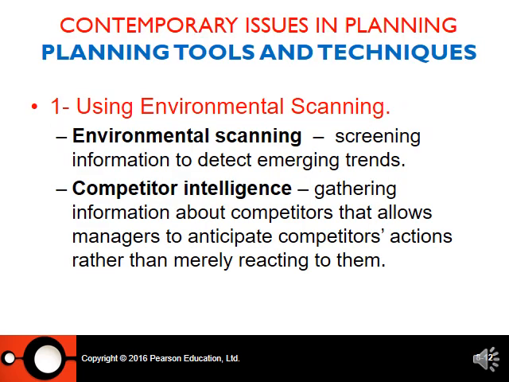We move on to contemporary issues in planning. So things that you need to consider when you plan. Number one is using environmental scanning. When you plan, you don't plan in a vacuum. You don't plan without recognizing your external environment. Remember, the second step of planning is to do a SWOT analysis, where you would scan your internal environment, the environment inside your organization, and also analyze your external environment, the things that happen outside your organization. So it is very important to do the environmental scanning, which is screening information to detect emerging trends.